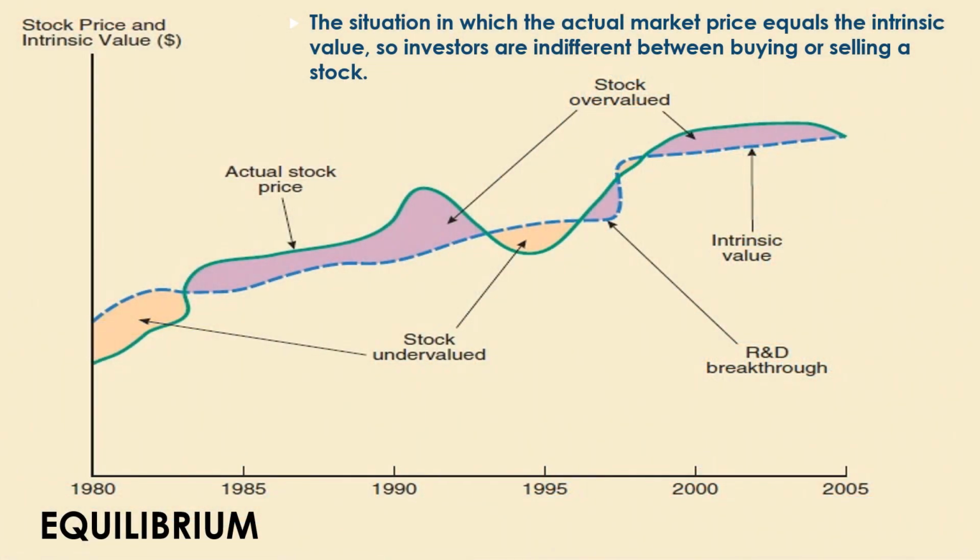So let's go with the equilibrium. Equilibrium is a situation in which the actual market price equals the intrinsic value. So the investors are indifferent between buying or selling a stock. Here in the graph, we can see that the broken line is the intrinsic value, and the actual stock price is the solid line. When the intrinsic value is higher than the actual stock price, it means that the stocks being sold at that time are undervalued. But if the actual stock price is higher than the intrinsic value, it means that those stocks being sold at that time are overvalued.